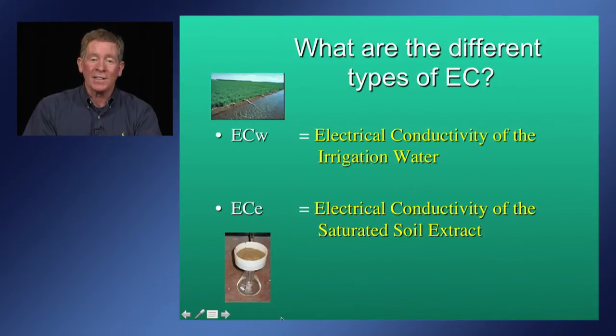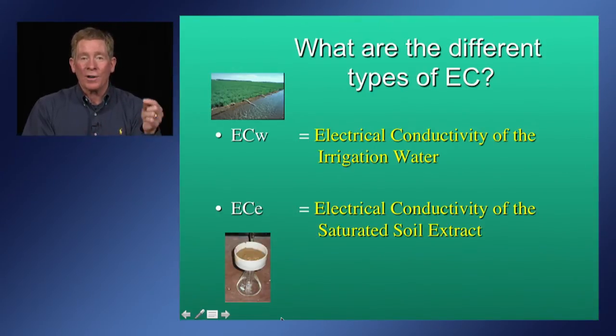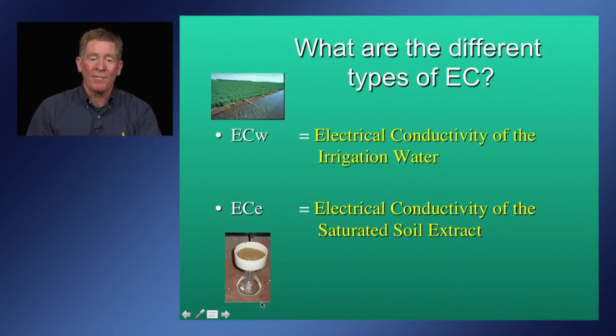The ECe is the electrical conductivity of the saturated soil extract. The way that is determined is soil samples are collected from the field in various locations to characterize the active root zone. They're brought back to the laboratory, dried, ground, and distilled water is added to the soil sample to the point where it's completely saturated. It's usually left to sit overnight, and then it's extracted. In that extraction, that filtrate is then used to measure the electrical conductivity. The reason why this term is important is because all the plant tolerance parameters are related to this ECe.